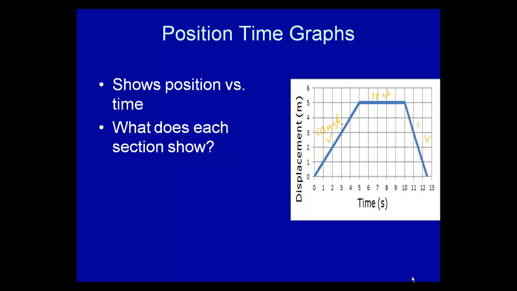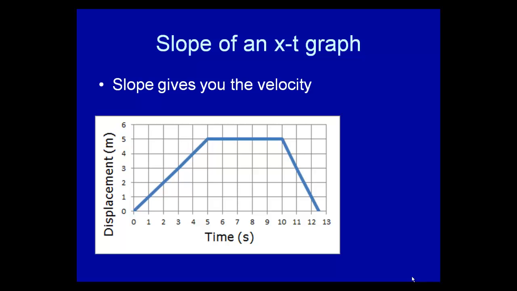And then coming down the backward slope, we're also seeing a constant velocity, but in this case it's a negative velocity. You're going back to your original starting point. Now here's the key thing about a position versus time graph or displacement time graph. The slope gives you the velocity. If you think about velocity, it's change in displacement over time. Well, slope is going to be rise over run, which is going to be change in displacement divided by time.